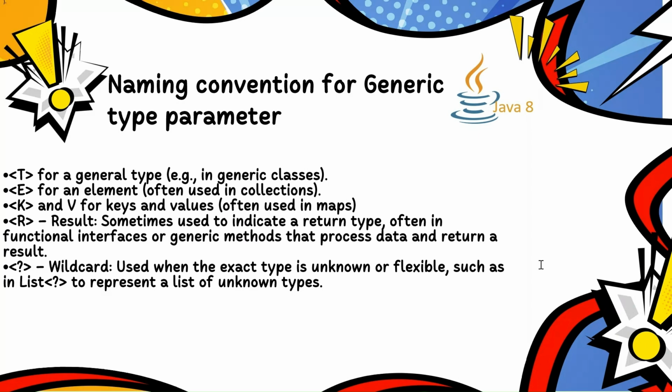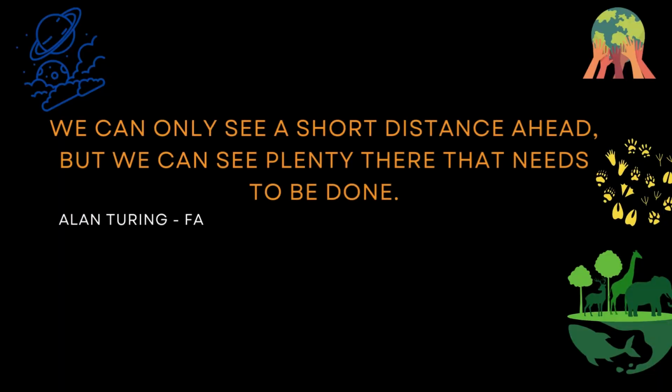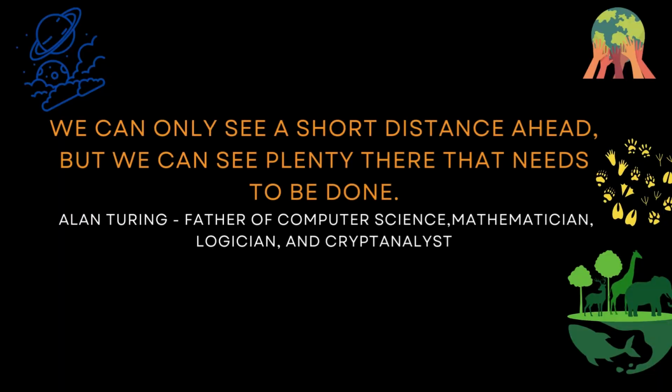Now that we have covered the naming conventions for generic type parameters, let's look at how to use these conventions in generic classes, interfaces, and methods, as well as in bounded type parameters, multiple type parameters, wildcards, and bounded wildcards. Let's dive into the code examples to see these in action.